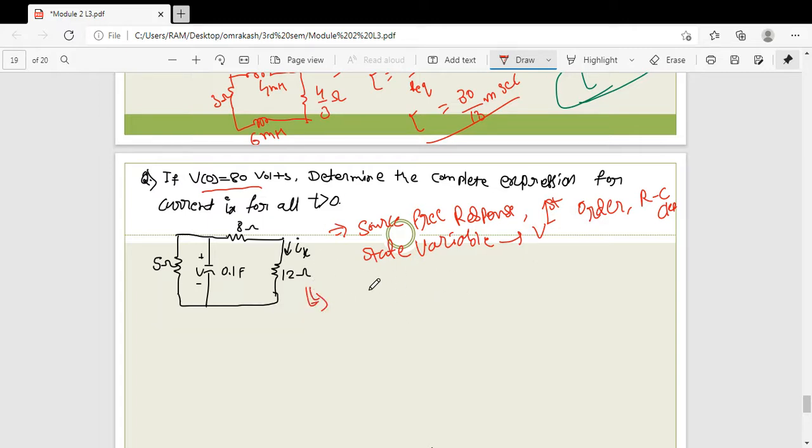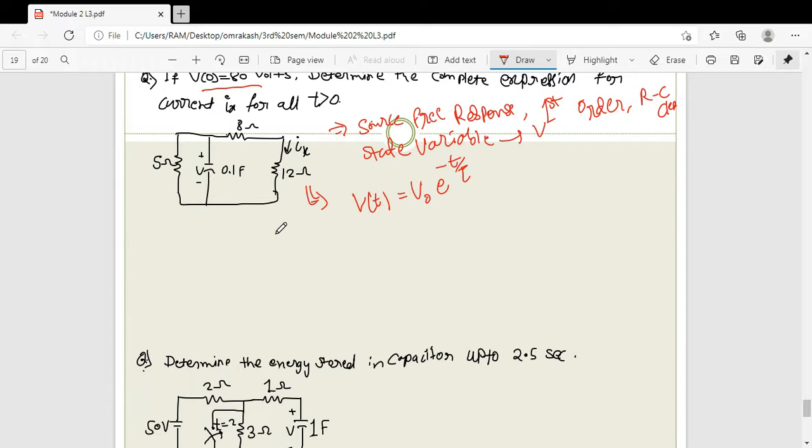We have already seen the voltage equation for this. V of t is equal to V naught e to the power of minus t by tau. So the only thing is that you need to calculate the time constant here. How do you calculate tau? Simple, you solve that circuit, and this is the RC circuit. So what is the time constant? R equivalent into C equivalent.